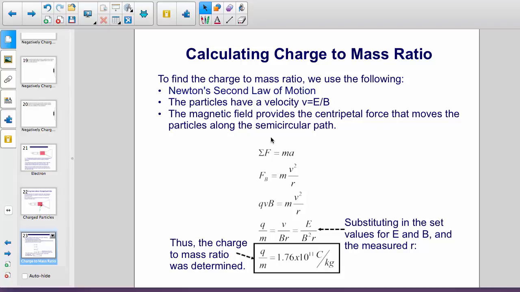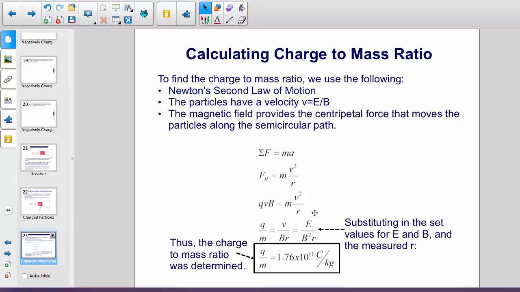So here we have Newton's second law. It says here that the net force is equal to mass times acceleration. In this case, the net force is only the magnetic force, since the electric field has been switched off. And the acceleration that we see is a centripetal acceleration given by v squared over r, so the force is m times v squared over r. If we substitute qvB for the magnetic force, we have this expression: qvB equals mv squared over r.